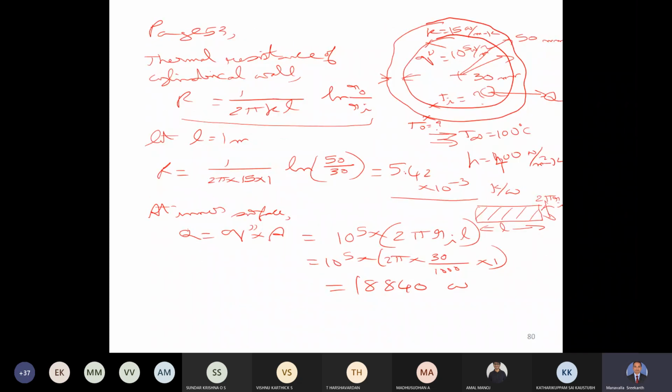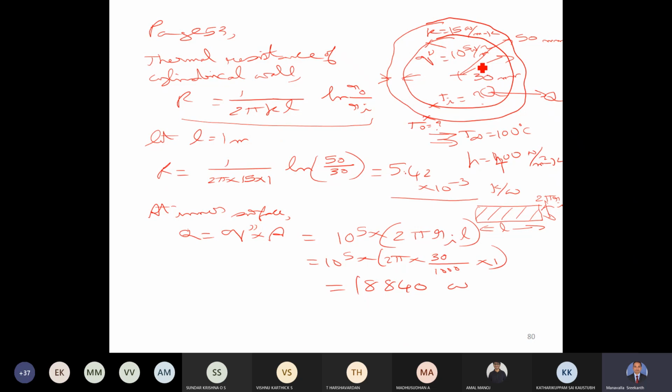So what you need to understand from this problem is, firstly, under steady state conditions, heat transfer across any number of resistances will be the same. I'm not saying heat flux will be the same. Heat flux will be different, because in radial systems, in curved systems, the inner radius and outer radius are different. Therefore, the area will be different. Therefore, heat flux will be different, but heat transfer will be the same. So that we have used here.